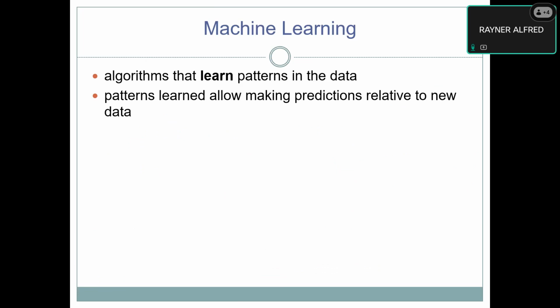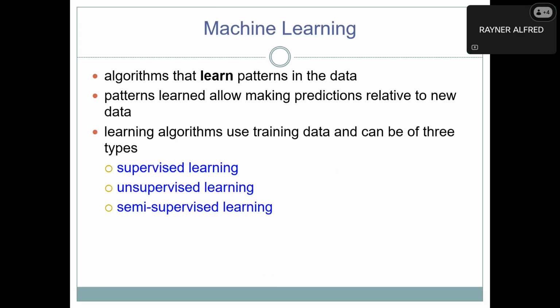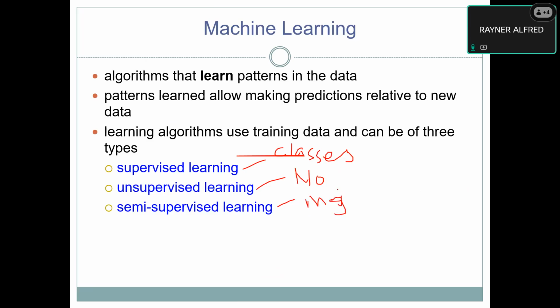Okay? So in order to organize our data, we have 3 basic types of algorithm. The first one is supervised, the second one is unsupervised, and the third one is semi-supervised. For this one, we have classes, right? This one, no classes. And this one, the majority has no label, but some of them have. Okay, so we will look into this too.